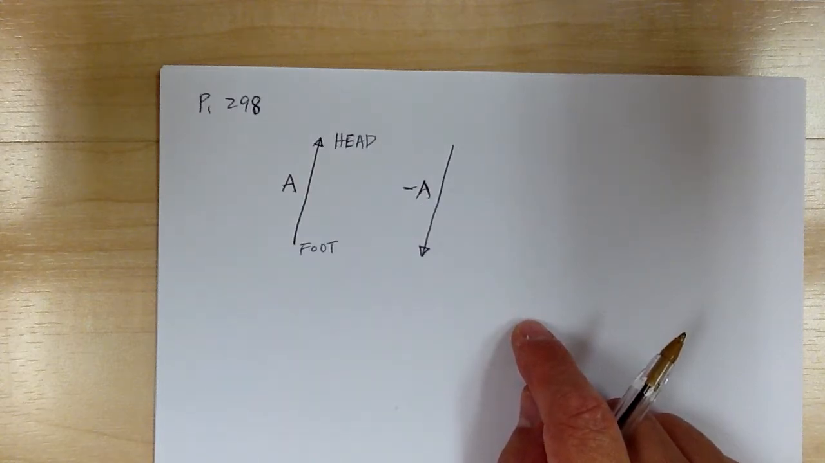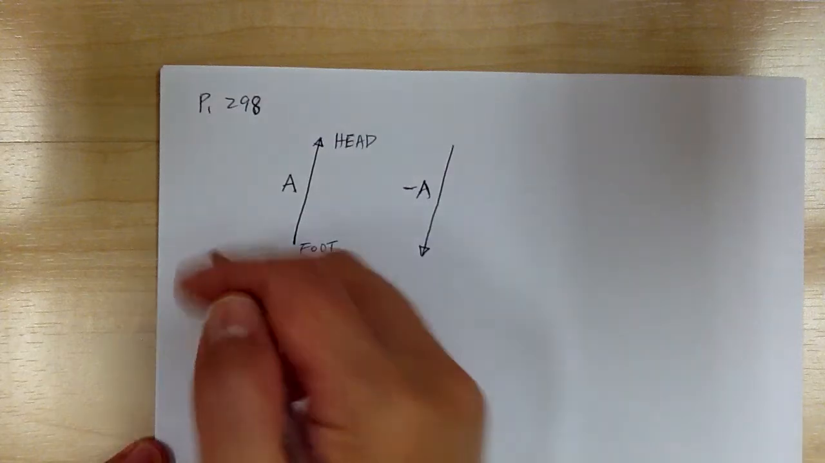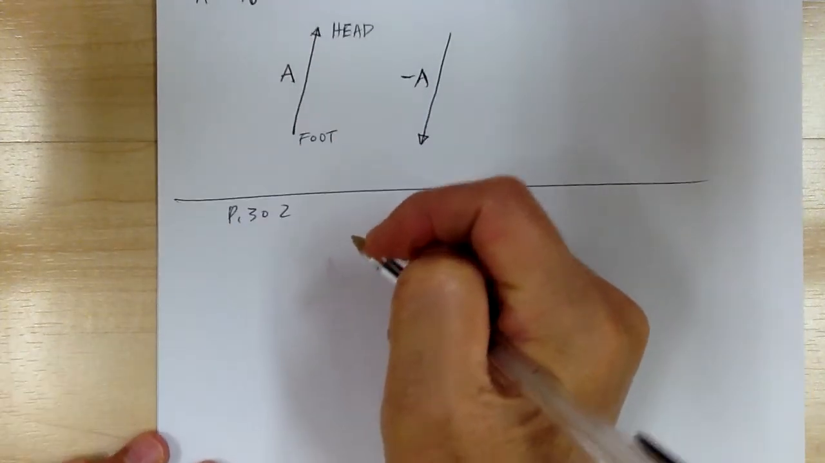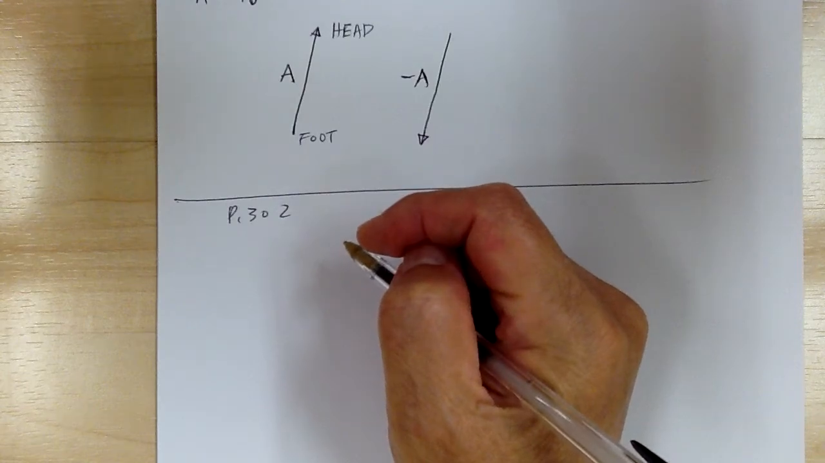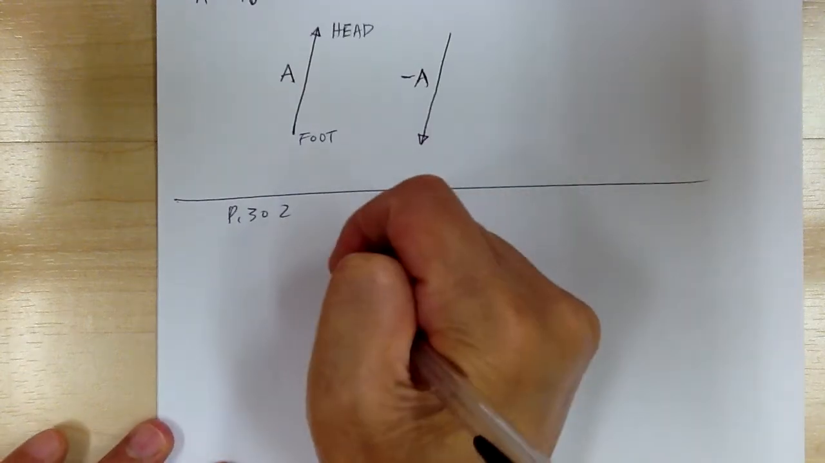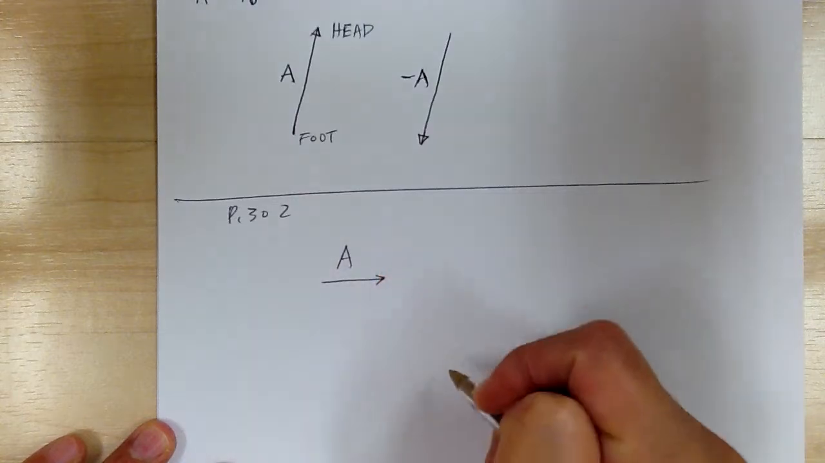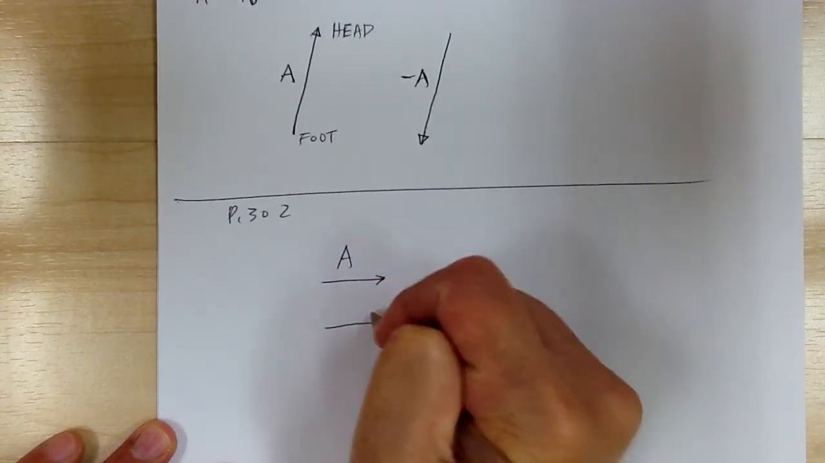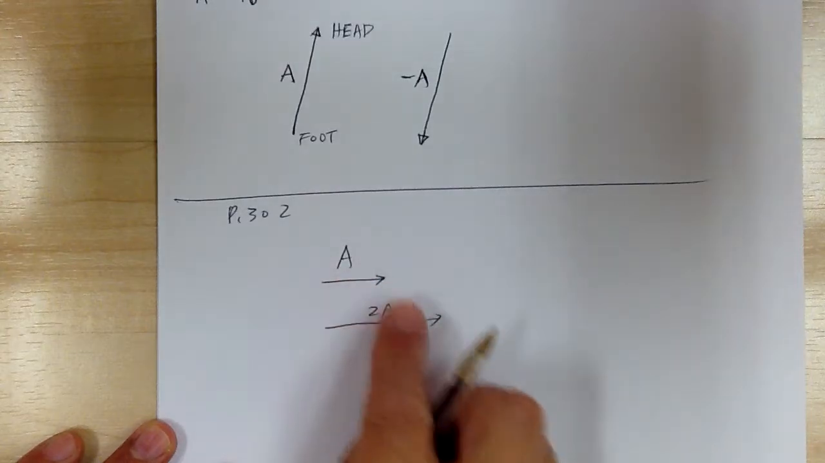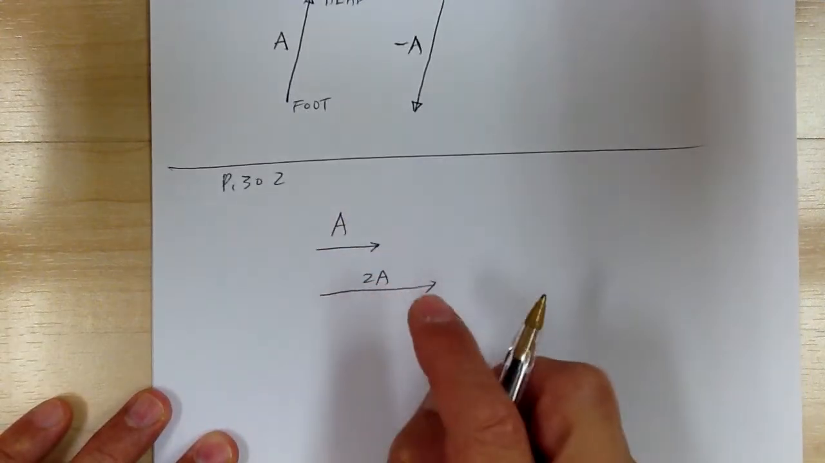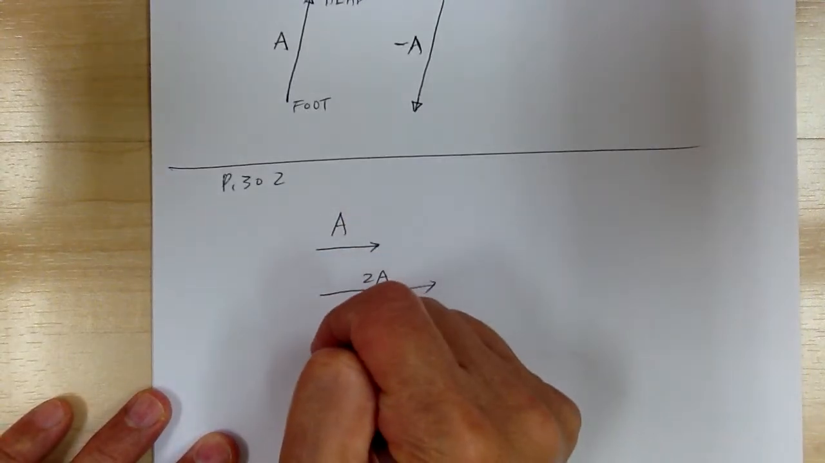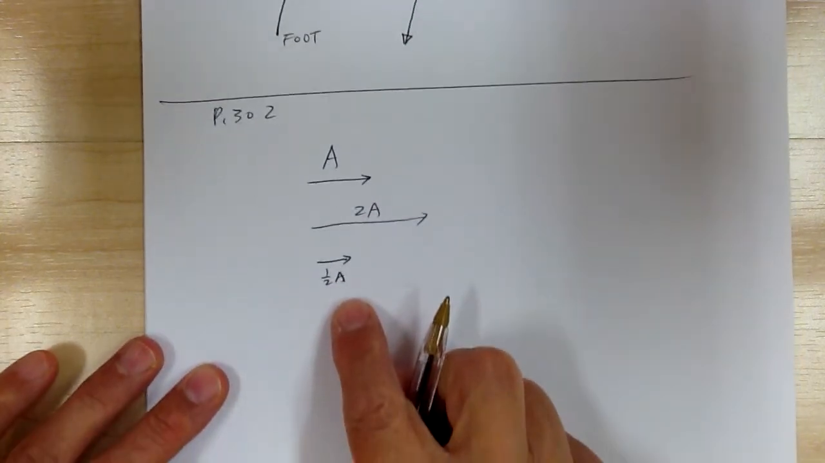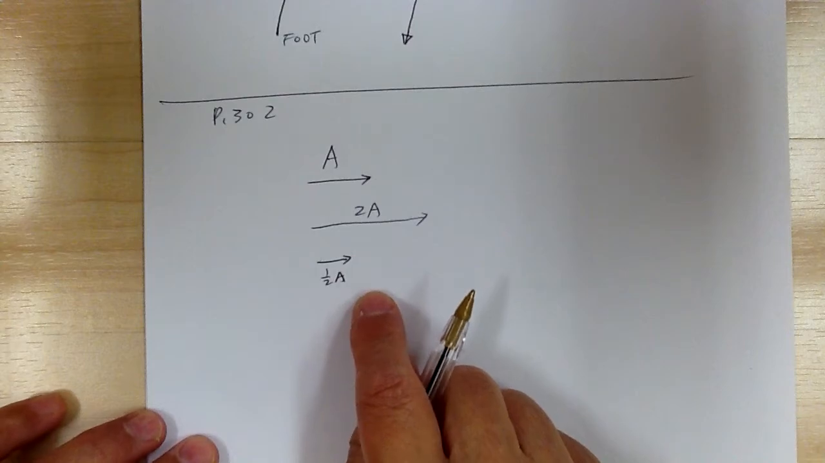Now let's go over page 302. There are some multiplications and also additions. So if this is A, and if you multiply by 2, this would be 2A, right? Twice as long. So that's what that is. And if you go this way, this would be 1/2 A. Okay, so there's some examples of that.